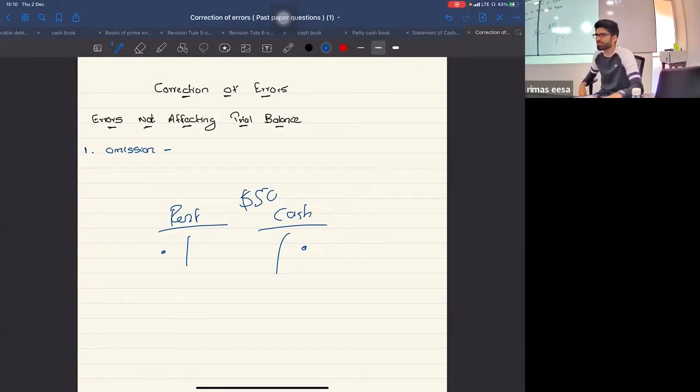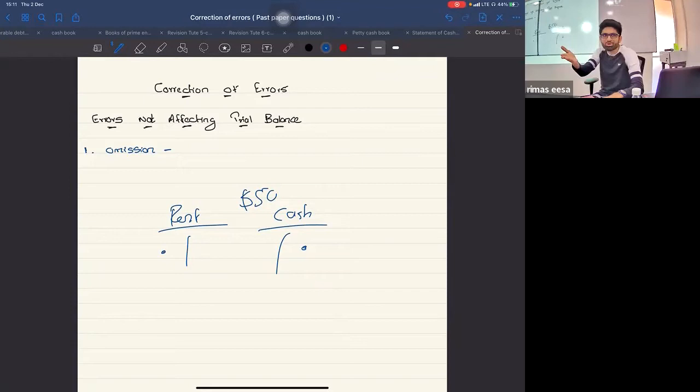Now I have a question for you. How much is the amount on the debit side? 100, 200, 50, 0? If I have not entered anything, how much is the amount on the debit side? 0. Credit side, have I entered anything? No, 0. So debit side is 0, credit side is 0. Are both equal? Yes, debit side nothing, credit side nothing. So your trial balance will balance because debit and credit is equal.